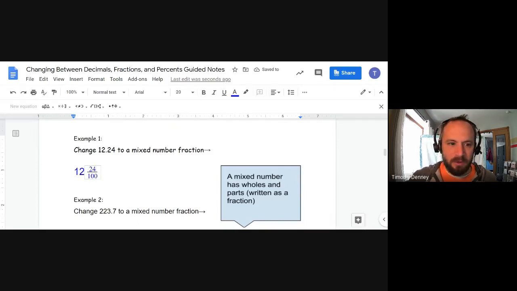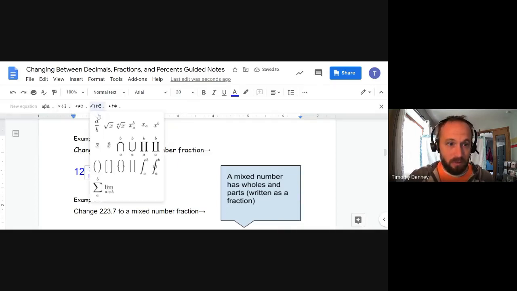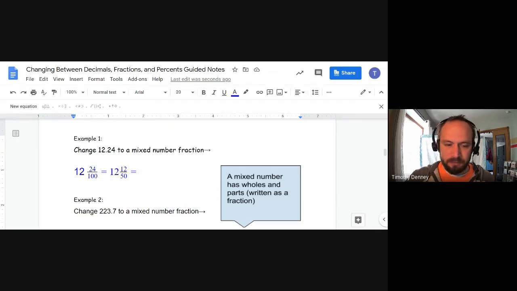Now what I didn't talk about last time is, hey, this is actually a fraction that can be reduced. So instead of 24 hundredths, these are both even numbers. I can certainly reduce them by a factor of 2, I can divide the top and the bottom by 2. So I'm going to keep my 12 just so I don't forget about it. I'm going to divide the top by 2 and the bottom by 2. And I get 12 50ths. They're still both even numbers, so I can go even further. Keep my 12. And 12 divided by 2 is 6. 50 divided by 2 is 25. Now I have my simplified mixed number fraction.